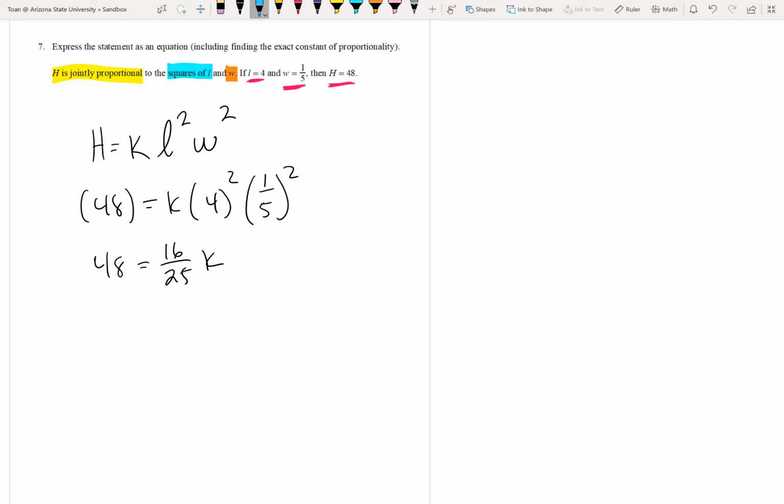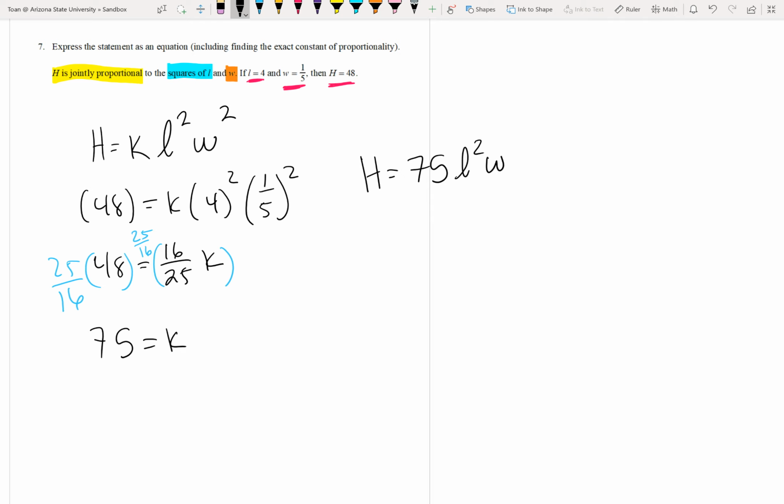And this one I'll actually show to get rid of a fractional coefficient. You go ahead and multiply by the reciprocal. So that gives me K equals 75. So there's your complete equation. H equals 75 L squared W squared.